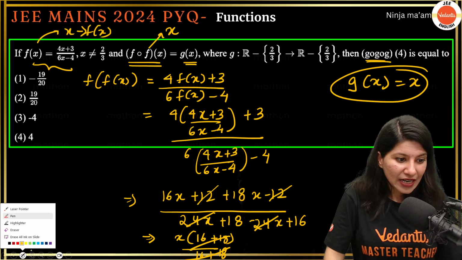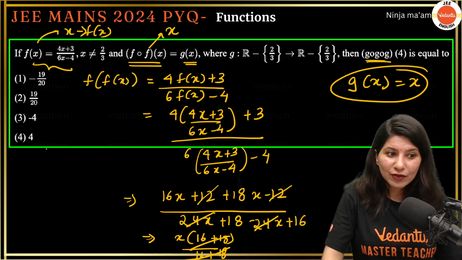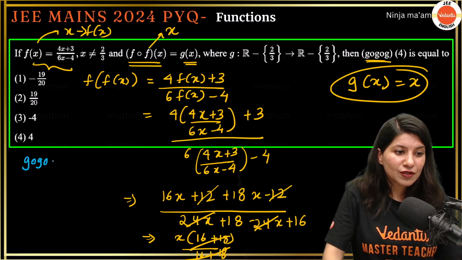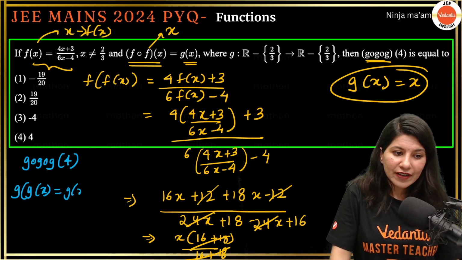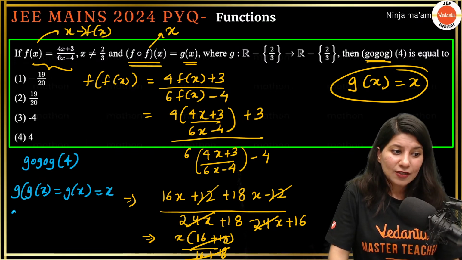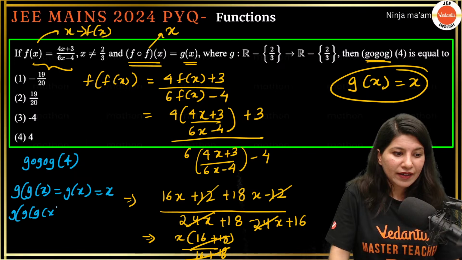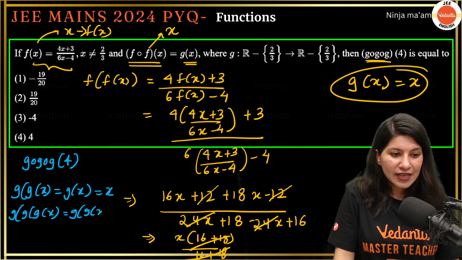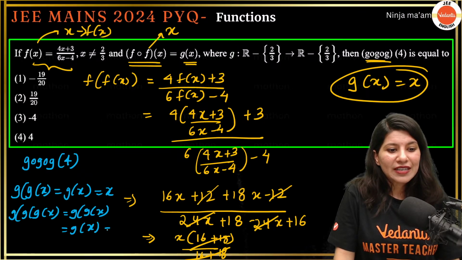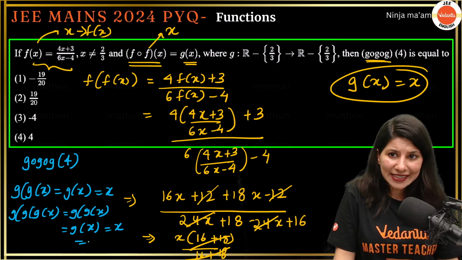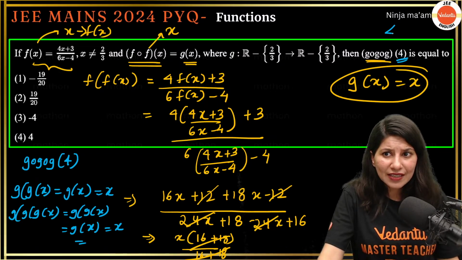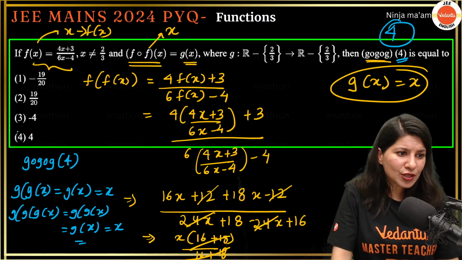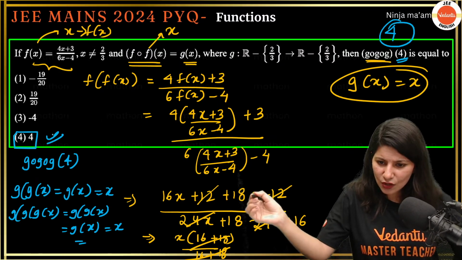Why are you saying that, ma'am? Because you have to calculate g of 4, right? And you know that g of x will be what? g of x will be x. So g of g(x) is going to become g of x, and eventually it is x. So basically g of 4 is nothing but 4 directly. So option D, absolutely right. Oh my goodness.